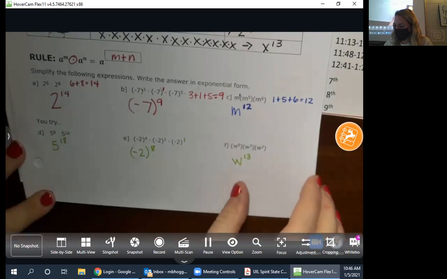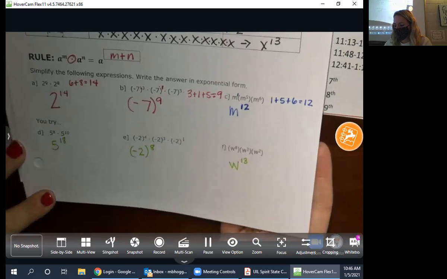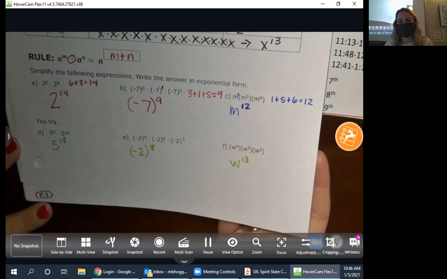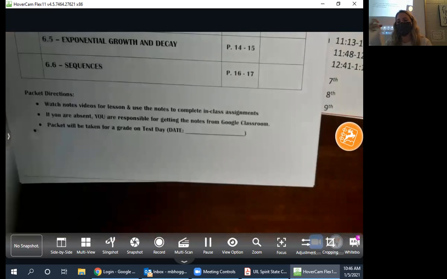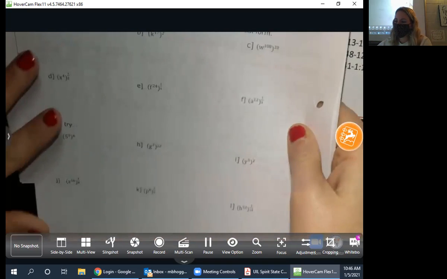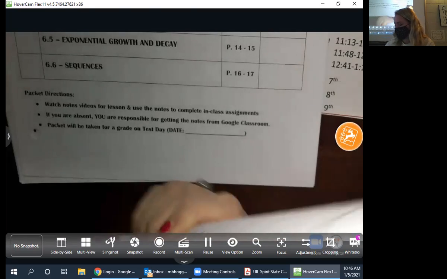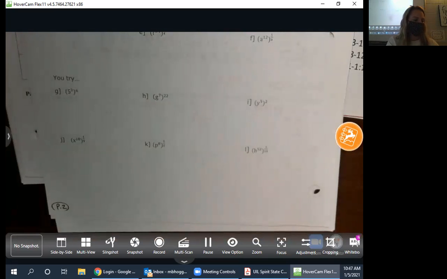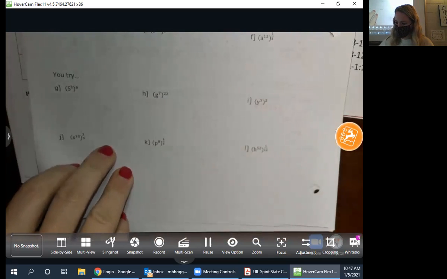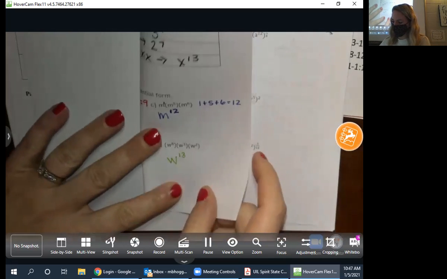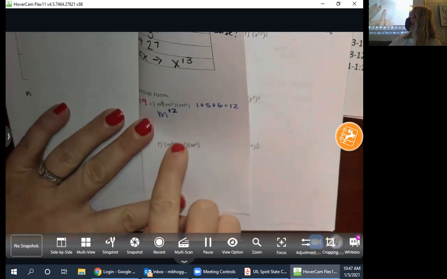All right. Now, we're going to go to page 2. Does anybody have any questions? Let's go to page 2. Let's look at law number 2. I didn't get the last one. What was the last one, guys? W to the 13th. You just add your exponents. 8 plus 3 plus 2.